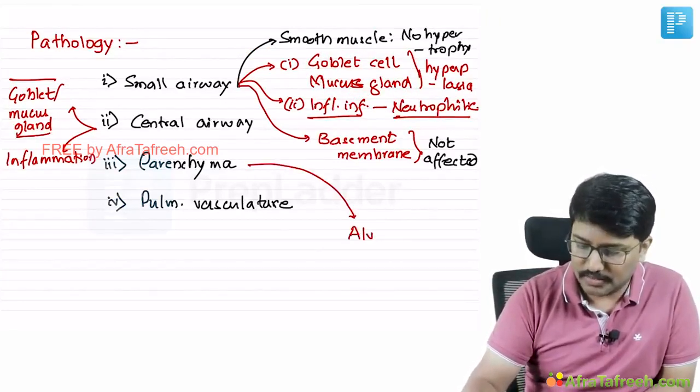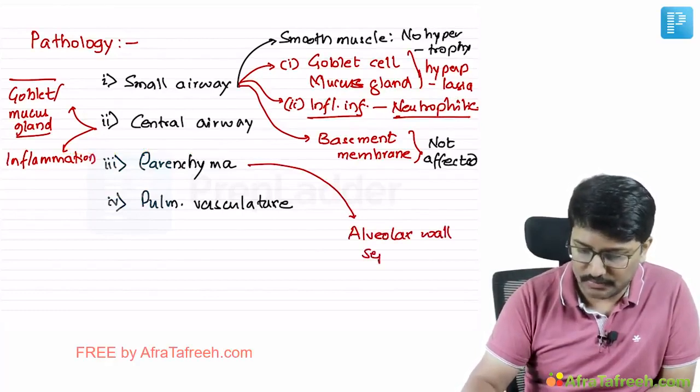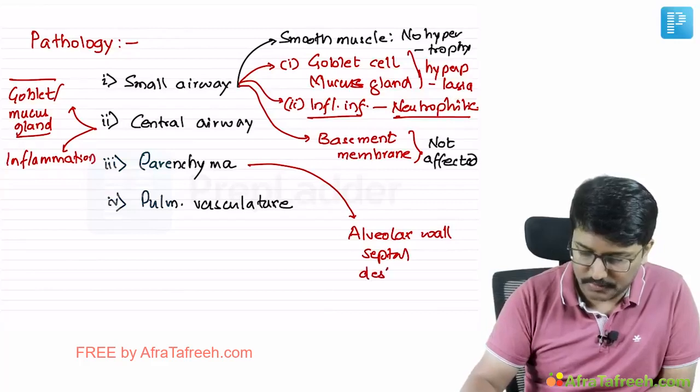Okay, now what are the changes that you would see in lung parenchyma? Basically there will be destruction of the alveolar wall and septa. Alveolar wall and septal destruction will be there, which is irreversible.